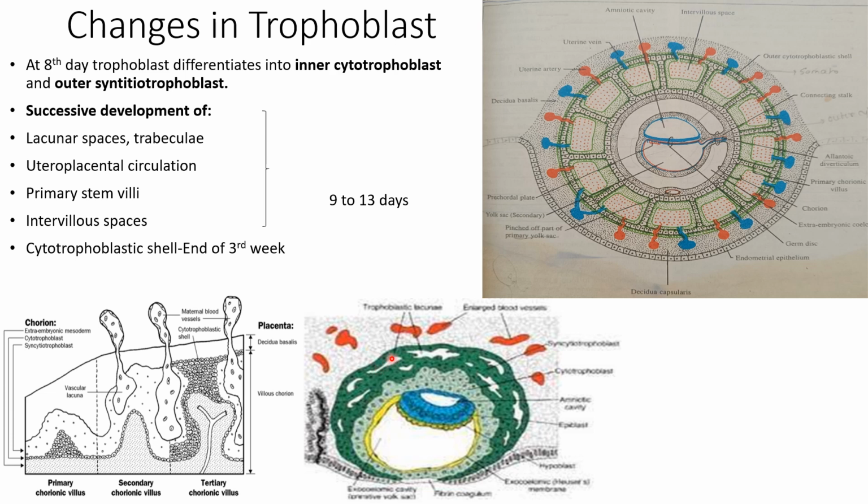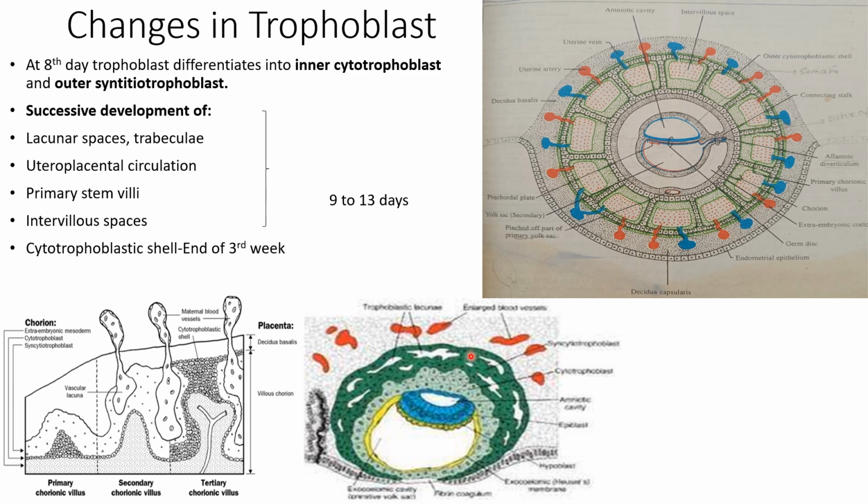The lacunae containing maternal blood are now known as intervillous spaces. Here you can see this is one intervillous space and this is another, and in between them you can see trabeculae. Trabeculae is the part where the syncytium is still present. The syncytiotrophoblast is still present at the trabeculae.